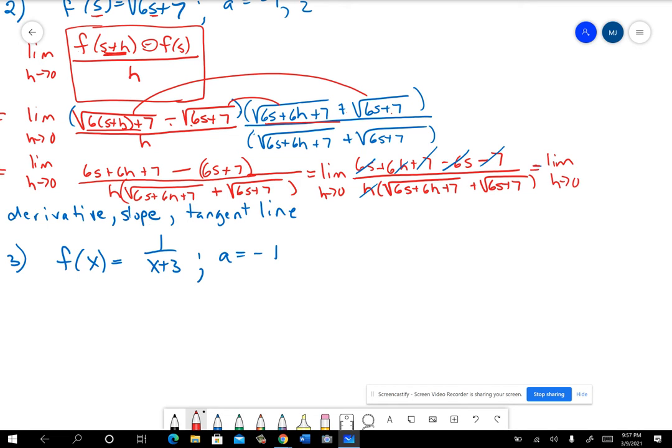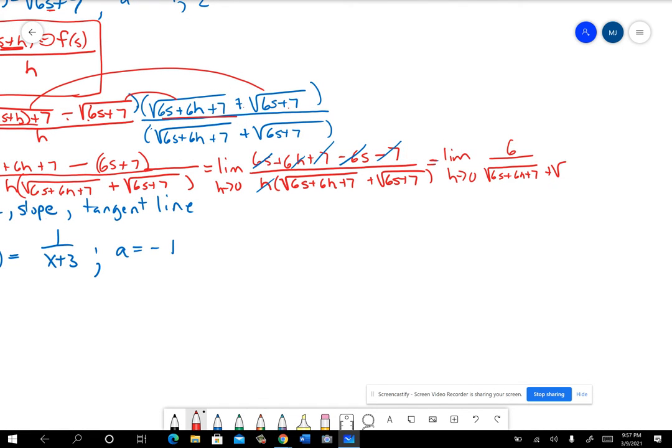One more thing. So on top I have a 6, the h was canceled out. And then down here I have 6s plus 6h plus 7 plus square root of 6s plus 7. Okay. All right. And then at that point, you're ready to do the limit part. So you're trying to do the limit as h goes to 0. So when h goes to 0, this goes to 0.